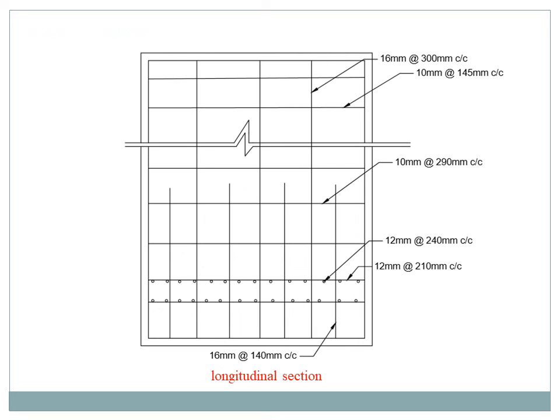So see the longitudinal section. Mark the stem values and the base slab values. It is a simple diagram, you can easily understand that. So our shear key value is also 16 mm diabar at 140 mm center to center distance. Then stem values are 16 mm diabar at 300 mm center to center distance. Then our base slab values are 12 mm main reinforcement using 240 mm center to center distance as our spacing.